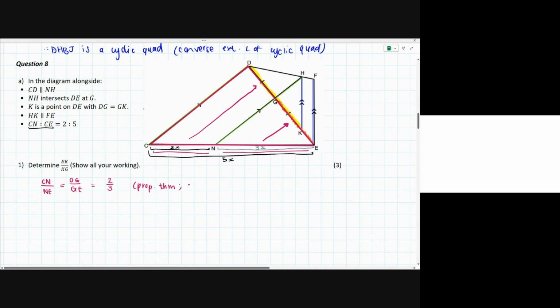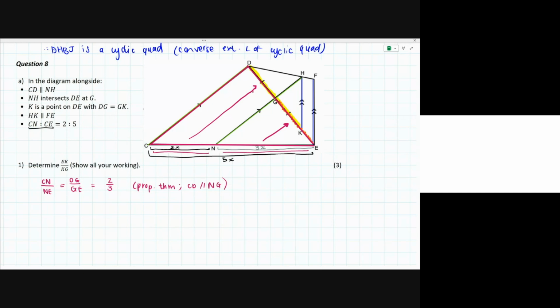Remember your reason, prop theorem, parallel lines, so CD parallel to NG. You can also use line parallel to one side of a triangle as a reason. I will double check myself, it's just not a reason I ever use. I just use prop theorem, state my parallel lines, move on.